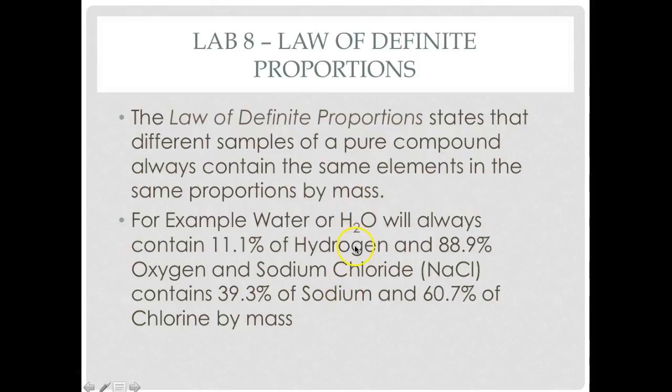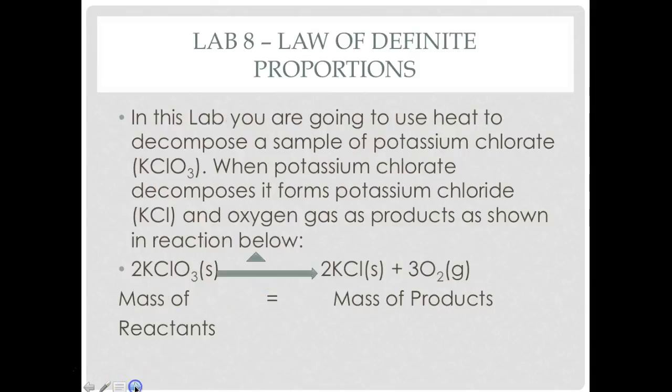Same thing with water. You can have spring water or tap water, as long as it's pure water. Tap water tends to be impure, but maybe some other pure distilled water. Then they're always going to have that percentage composition of hydrogen to oxygen of 11 to 89. So that's how you can identify this substance called water. And we're going to be applying that law in this particular experiment.